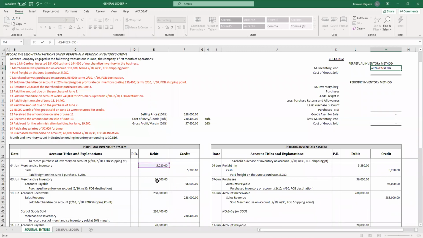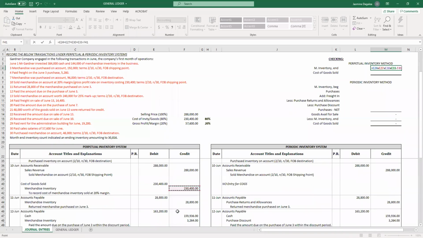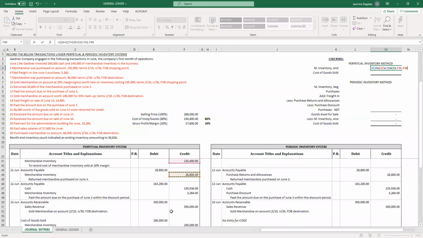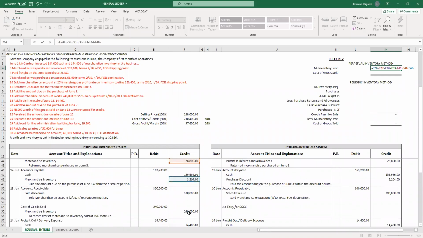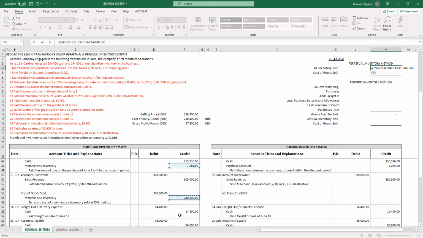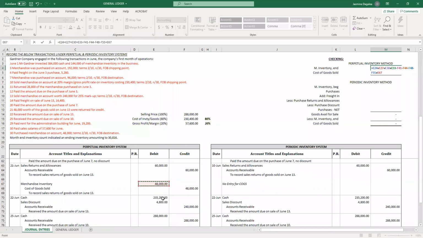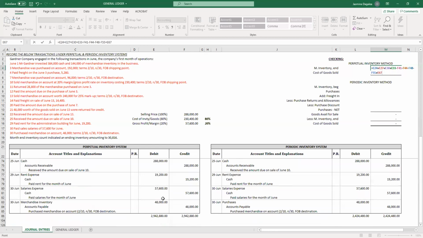5,280, plus there is a debit of 96,000, minus there is a credit of 230,400, minus there is a credit of 28,800, minus 3,264, minus credit 240,000, saan pa, plus 48,000 debit, then last one plus 48,000 debit.